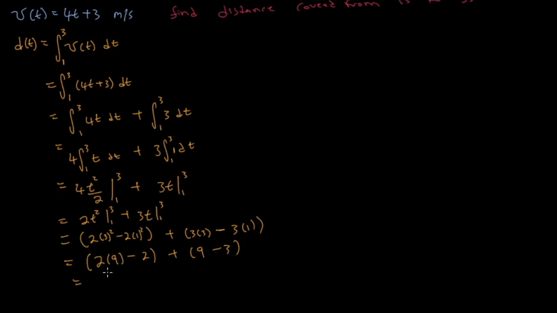Solving this, or shortening this even more, we are given, so this would be 16: 2 times 9 is 18, minus 2, that's 16, plus 9 minus 3, which is 6, and in the end that will give us 22. So what that means is the car would have covered 22 meters in that time.